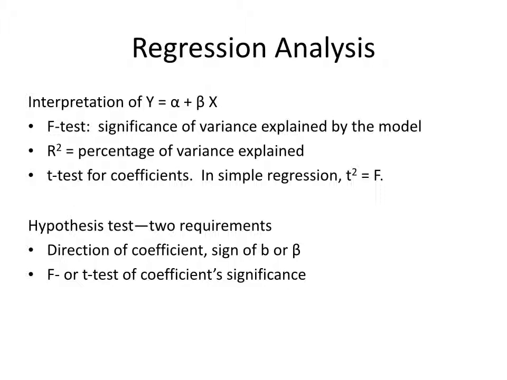And if the coefficient has the proper sign, then the model also has to be significant. So to conclude that a regression supports an hypothesis, there must be the appropriate sign on the coefficient, and the model must be significant. In multiple regression, not only must the model be significant, but the t-test for the individual coefficient must be significant.